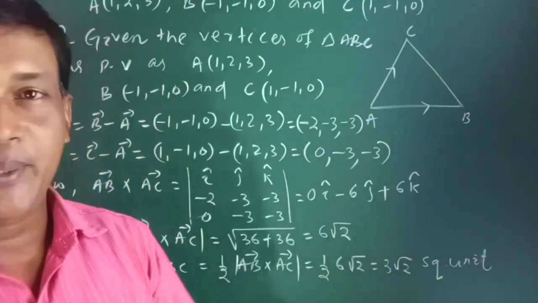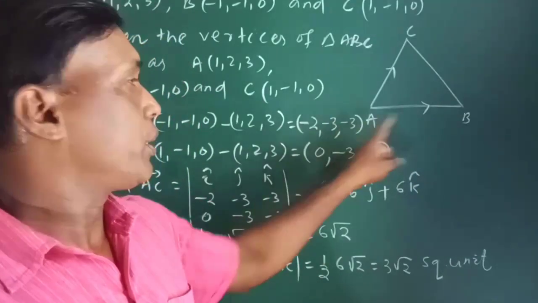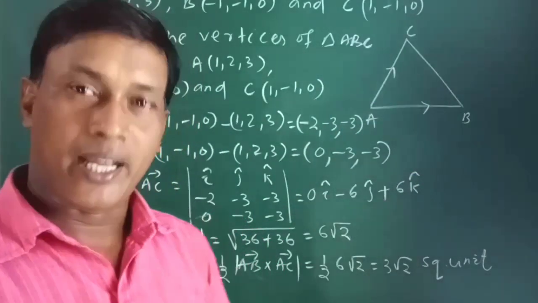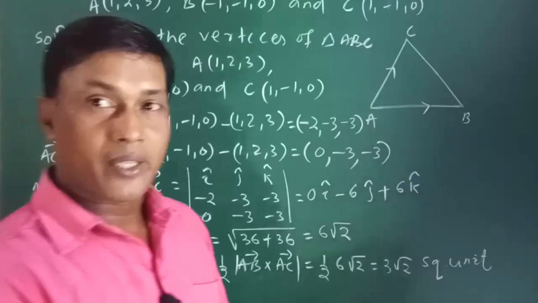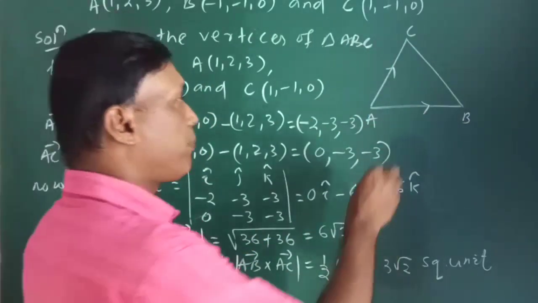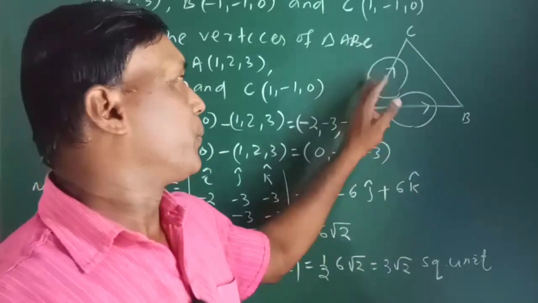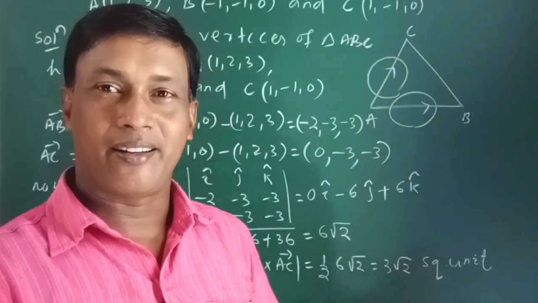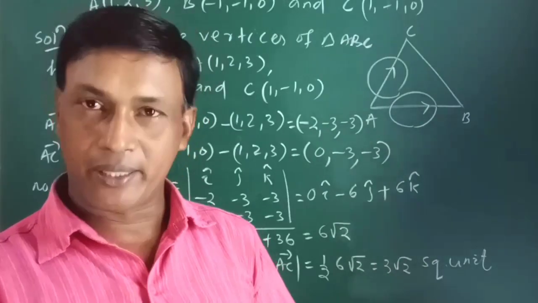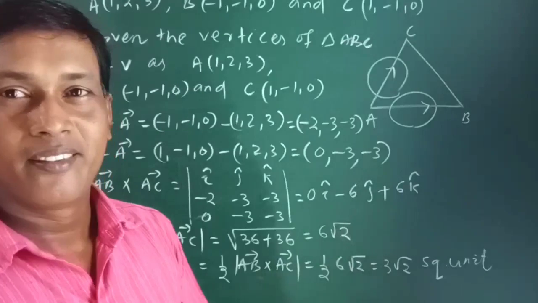In this process you can find the area of a triangle if the position vectors of the vertices are given. Or look here, suppose the position vectors of the vertices are not given, but you are given the AB vector and the AC vector. If two sides of a triangle are given in the form of vectors, then you can also find the area of that triangle.